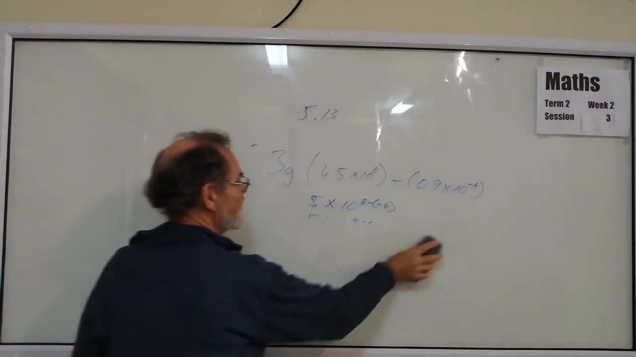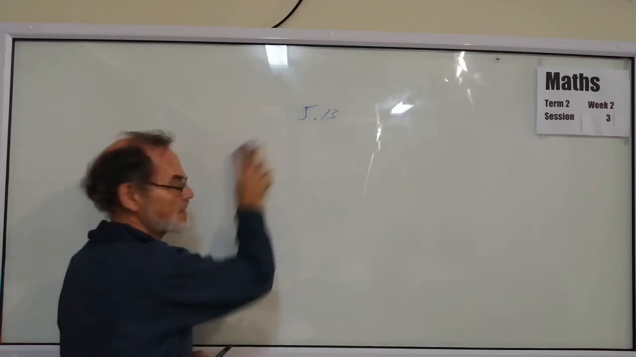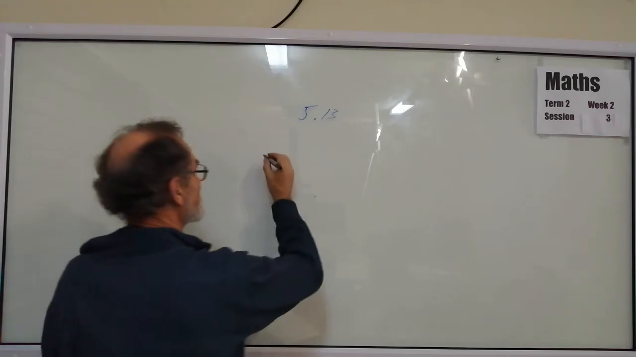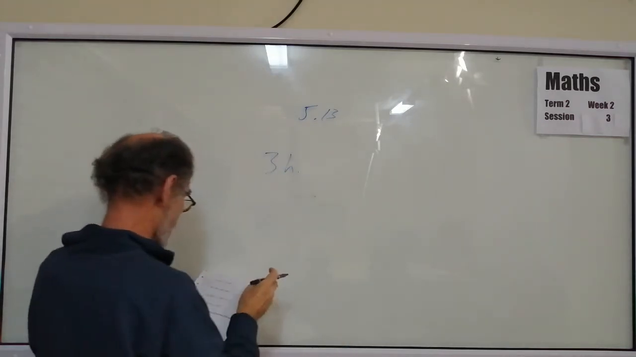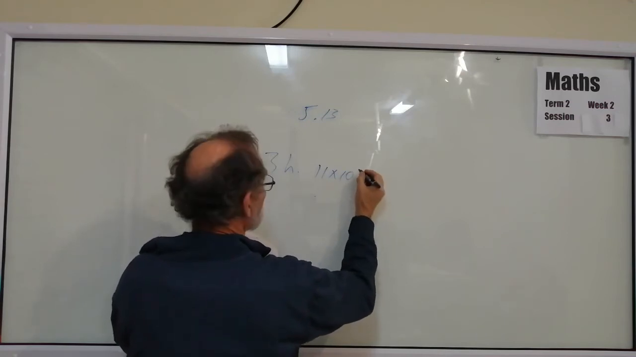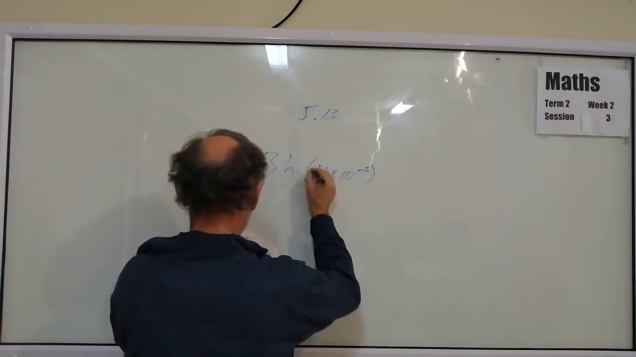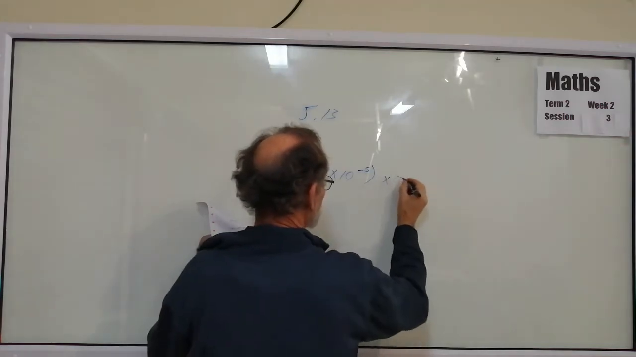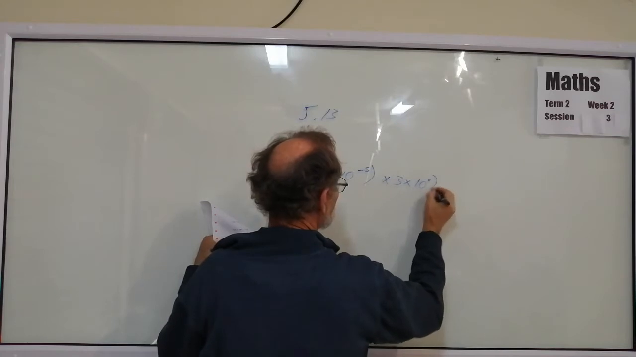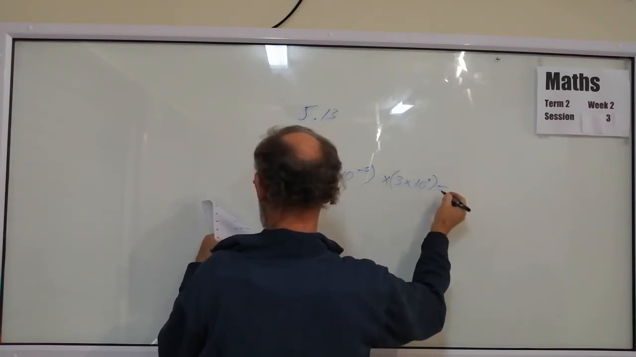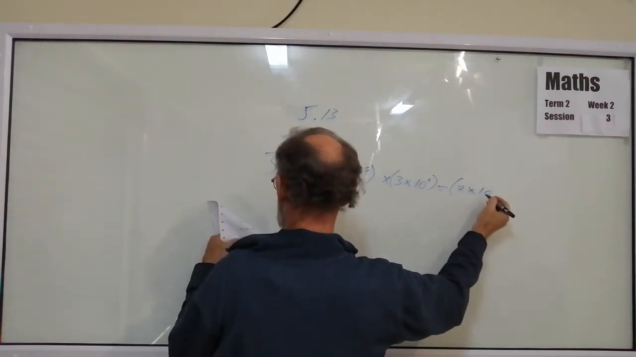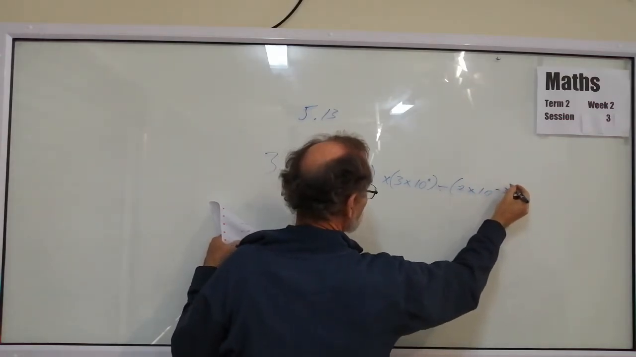Okay? That was 3G. 3H: 11 times 10 to the minus 5 times 3 times 10 to the 2 divided by 2 times 10 to the minus 3.